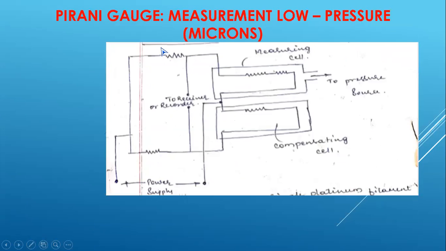This is the gauge used for low pressure measurement. Low pressure may be in terms of microns. Here you have two cells. One is the compensating cell, the other one is the measuring cell. When you connect this pipe to the pressure source, there will be a change in the resistance. That change in the resistance can be measured in the recorder or receiver. This is the low pressure measurement.